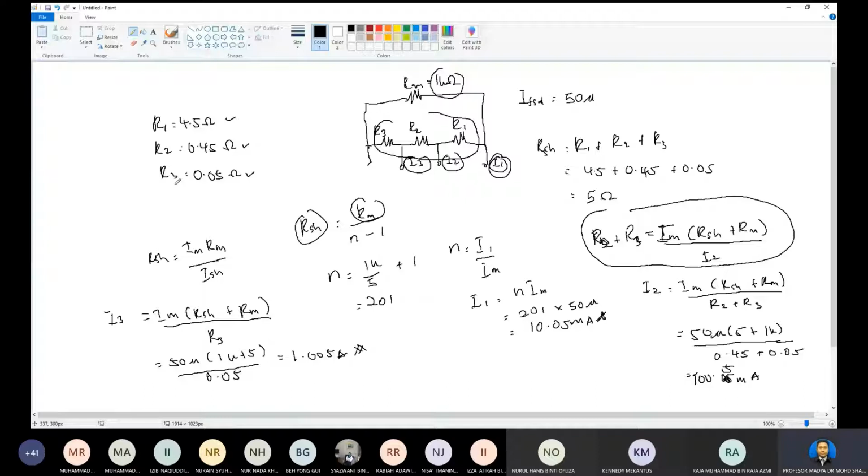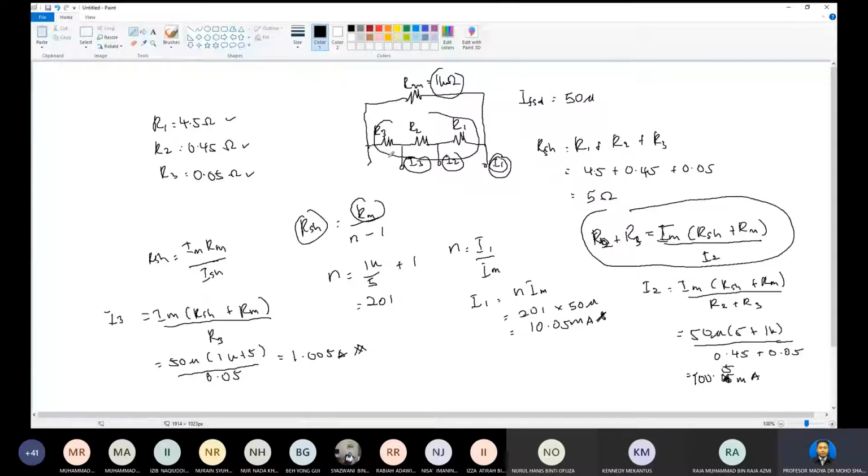And also we have some correction on the answer. So the answer for the range for I1 is 10.05 milliampere. For I2 it will be 100.5 milliampere, and for the I3 it will be 1.005 ampere. That is the correct answer for tutorial 2, question number 3.